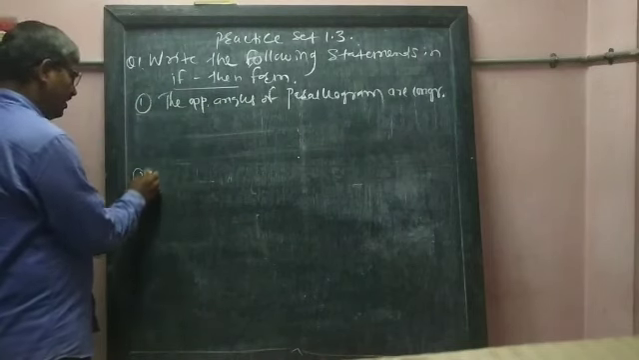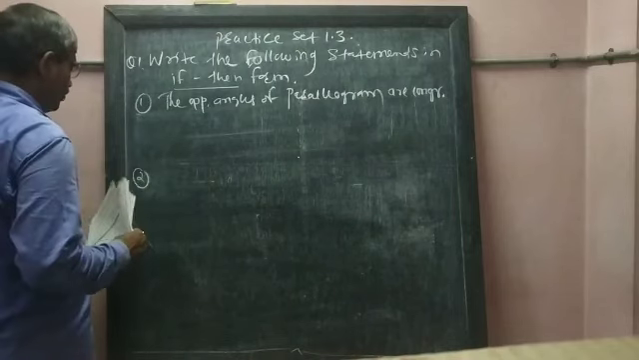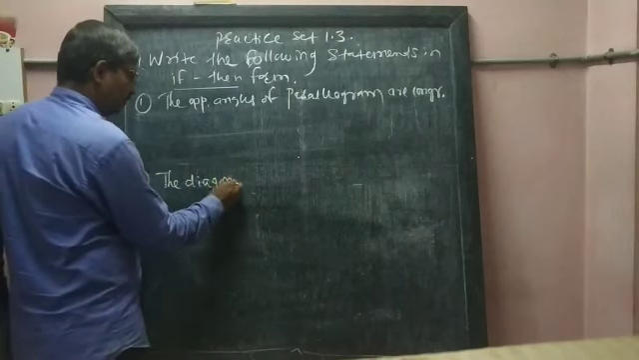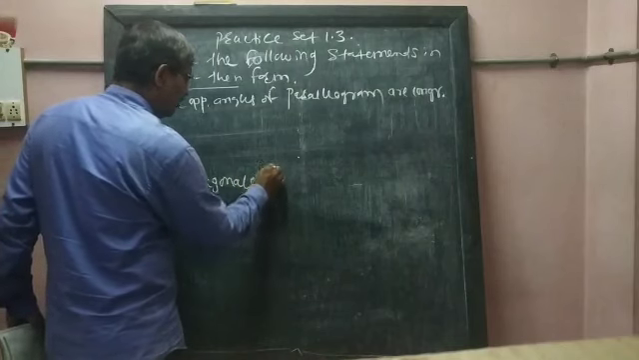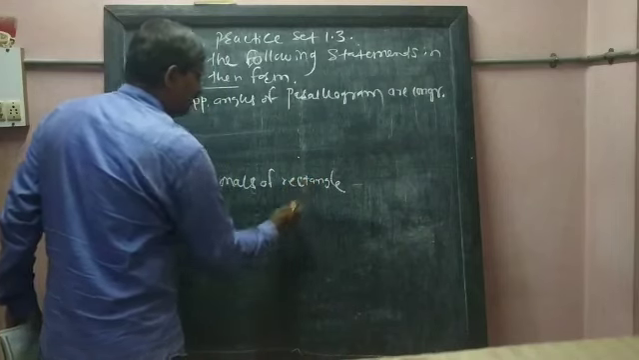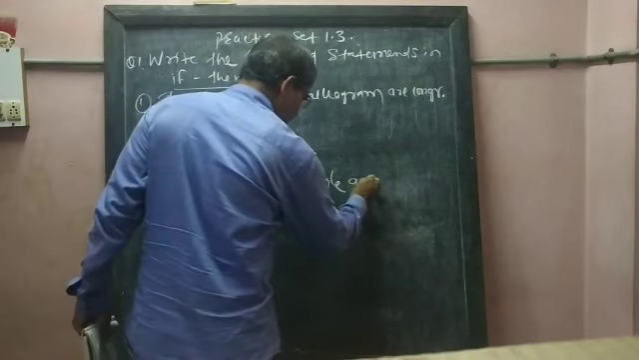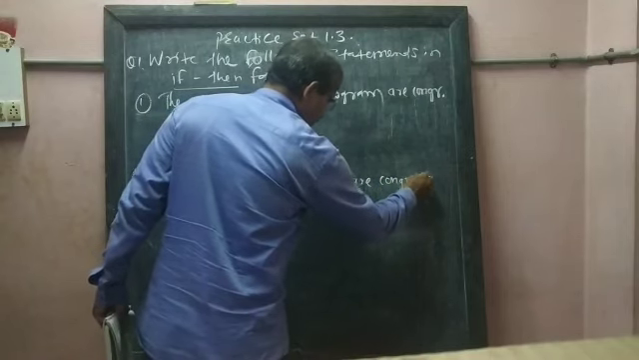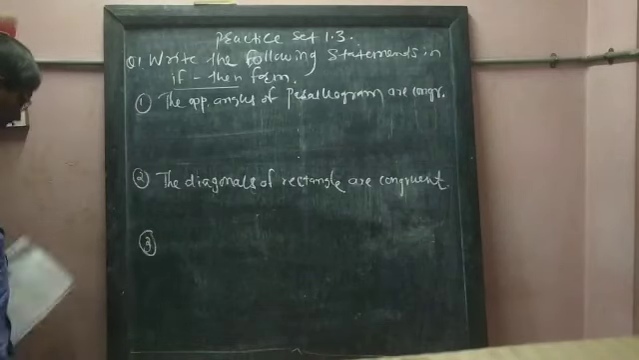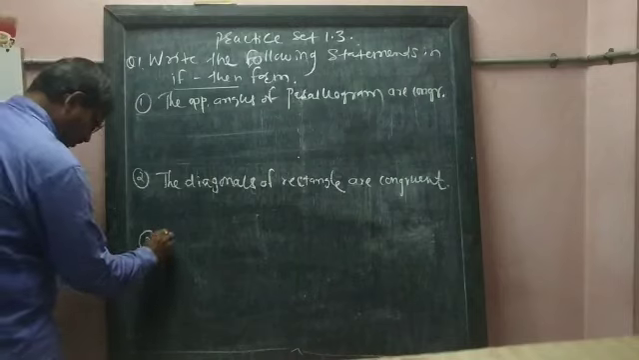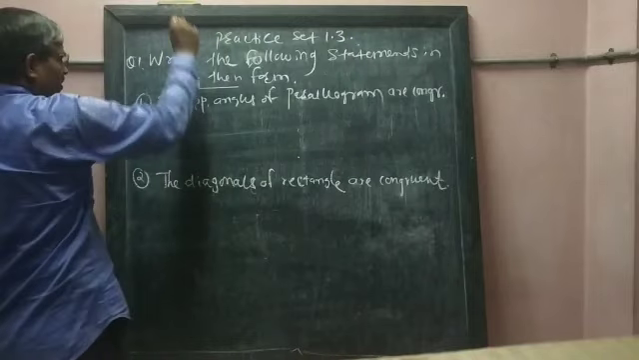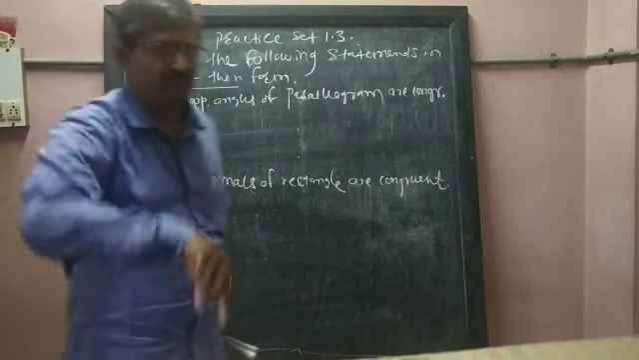Before writing this, I will take second also. The diagonals of rectangle are congruent. Again, there is one more statement given: in an isosceles triangle, we will see it afterwards. First, we will study how to write in the form of if and then.